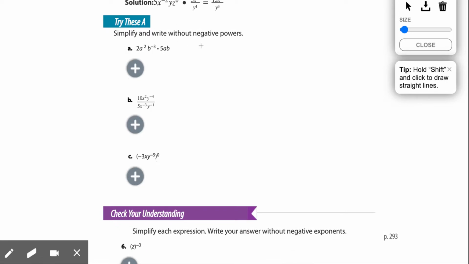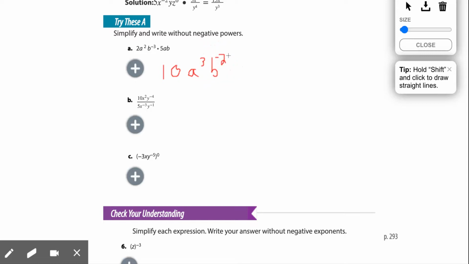So if we want to simplify and write without negative powers, we could put everything together, or we can just do it in our head. Let's see, 2 times 5 is 10. We'll put our numbers together first. A squared times a: that's multiplying, so we add the exponents. 2 plus 1 is 3, a to the 3rd power. B to the -3 times b: that's -3 plus 1, which is -2, b to the -2.